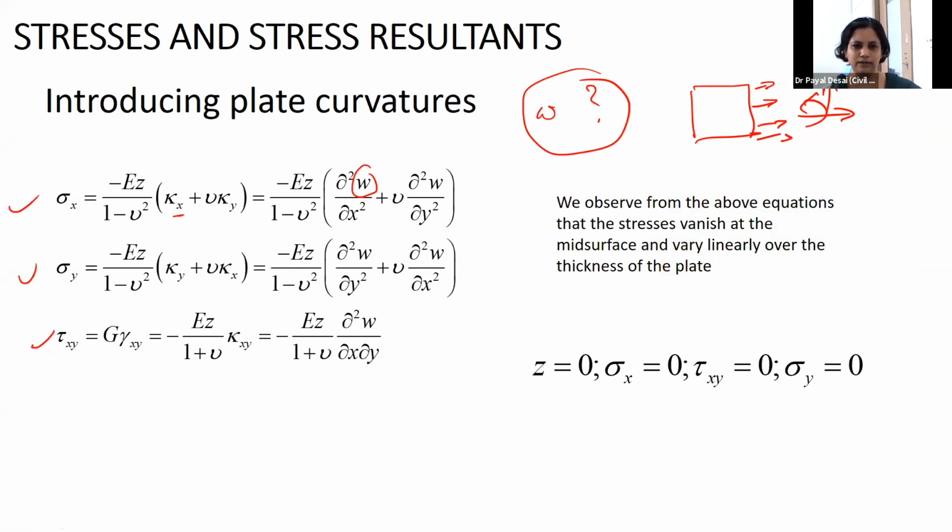Now in this equation, you may see that when I put z equal to 0, that is the middle plane, all these quantities are 0. That means in the middle plane there are no stresses, and it matches with our assumption for the beam also, that on the neutral axis there are no stresses. Sigma x is 0 when you put z is 0, because it is the middle axis, and it matches with our assumption. So that is what I wanted to tell you from this.